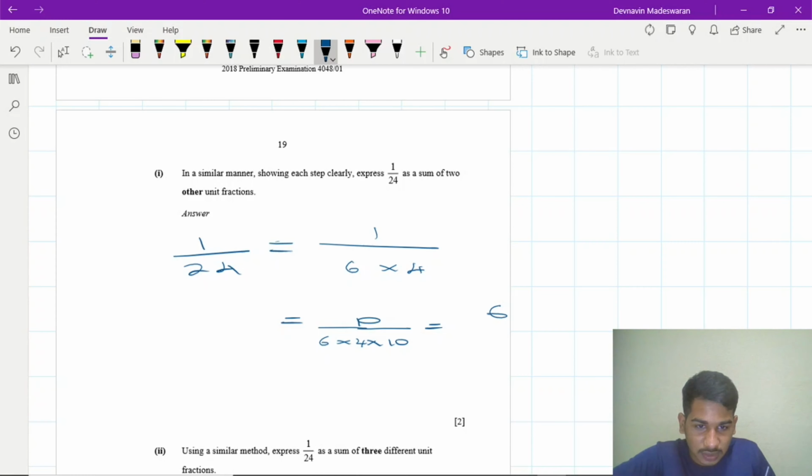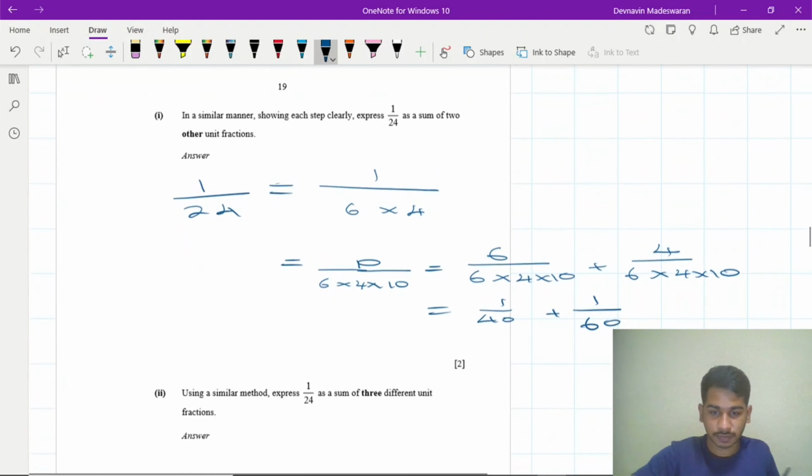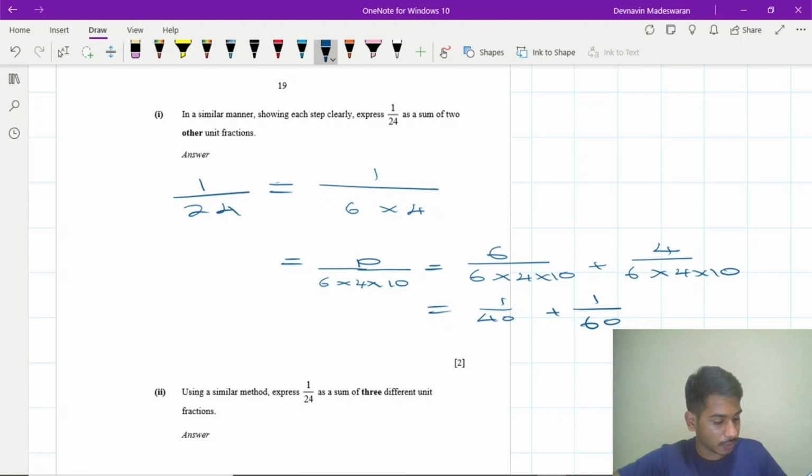So it's going to be 6 over 6 times 4 times 10 plus 4 over 6 times 4 times 10. That's good. This 6 will cancel out. You'll get 1 over 40. And then you're going to have 1 over 60. There we go. That's pretty cool. Okay, let's keep going.